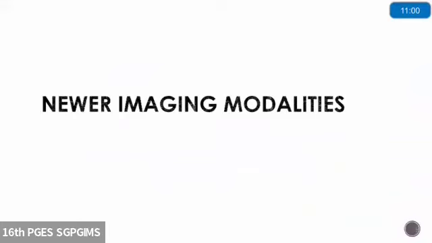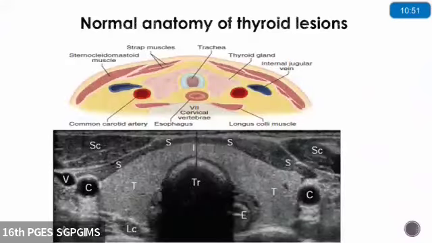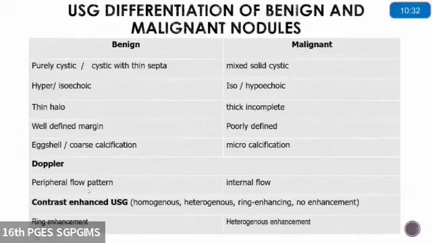So, before we move on to the newer imaging modalities, I believe a quick revision of the conventional ultrasound is always important. So, a quick go on the normal anatomy of the thyroid. This is the butterfly-shaped gland with strap muscles in the front. Posteriorly, we have trachea. On the left, we have esophagus and the longus colli muscles posteriorly. Bilaterally, we have the IJV and carotid vessels.